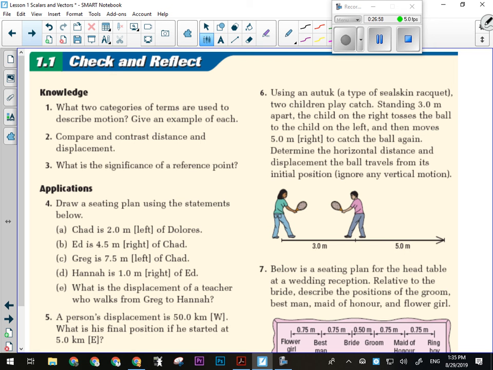Okay, so we'll look at a few of these here and see how we do. Obviously, the 2 categories that all of our measured values fit in are scalar and vector. Okay, so that's question number 1. Distance and displacement are examples of 2 things that measure the same trip from the scalar and vector points of view. One gives you a magnitude, the other gives you a magnitude and direction. Okay, number 3 is something we didn't talk about. What's the importance of a reference point?